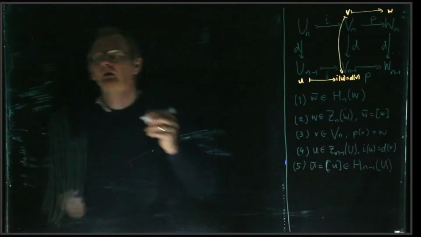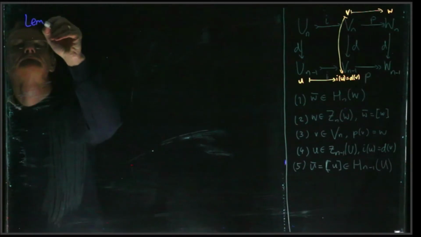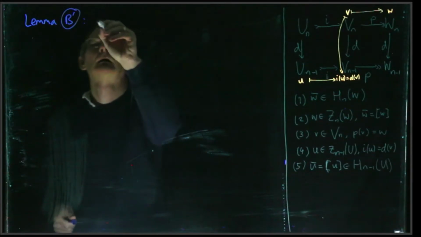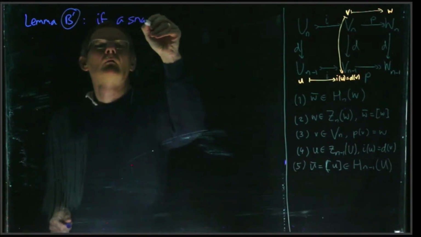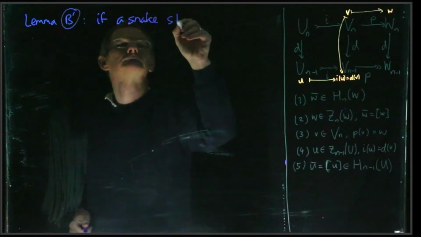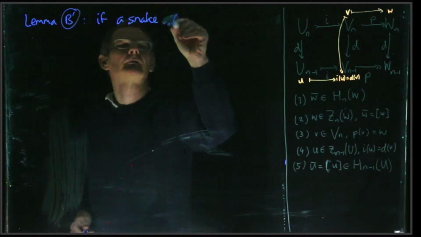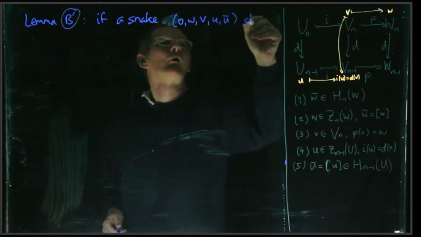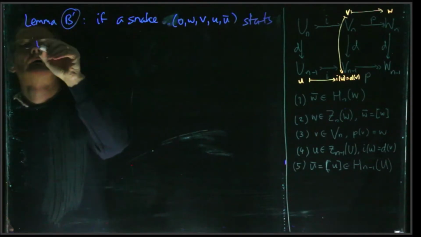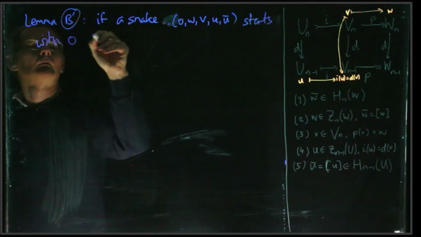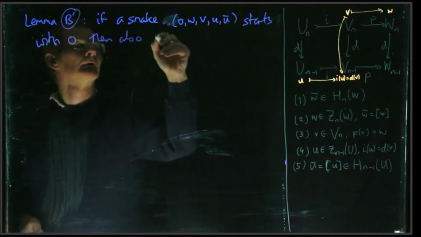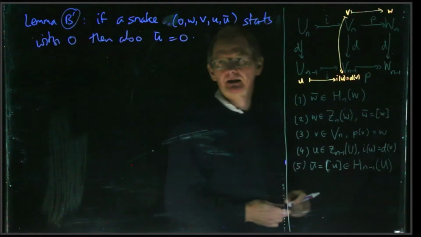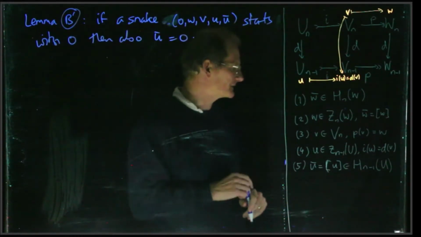Okay, so now I'll prove what I'll call lemma B prime. For a snake, let's call it 0, w, v, u, u bar, where we start with the first entry in the snake being 0, I want to claim that the last entry in the snake is also 0.